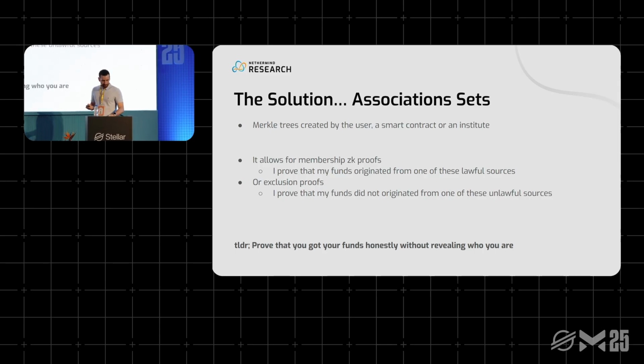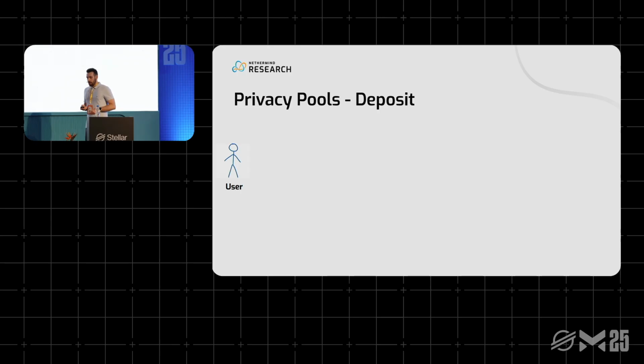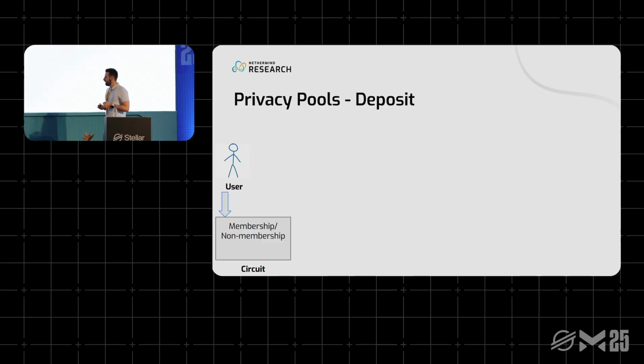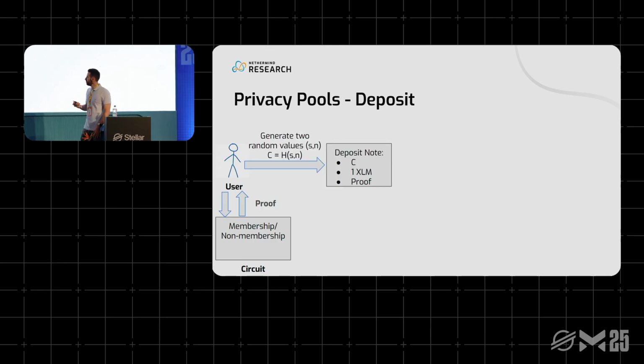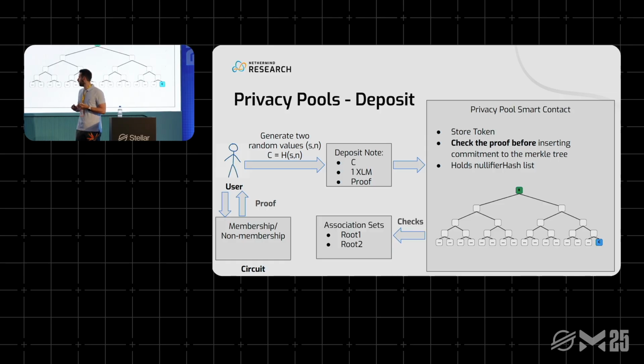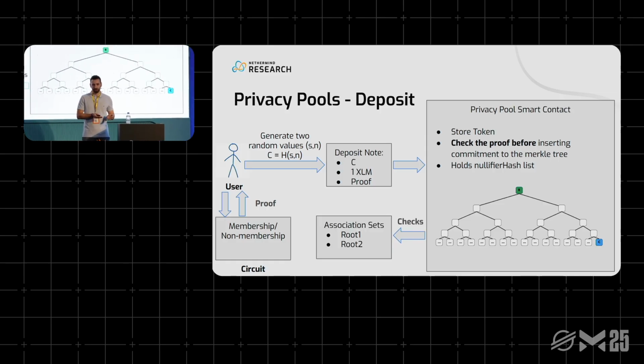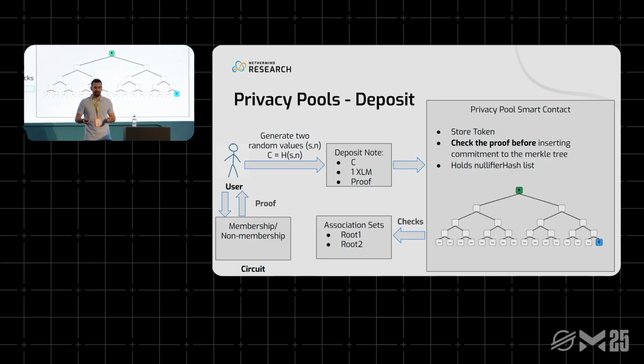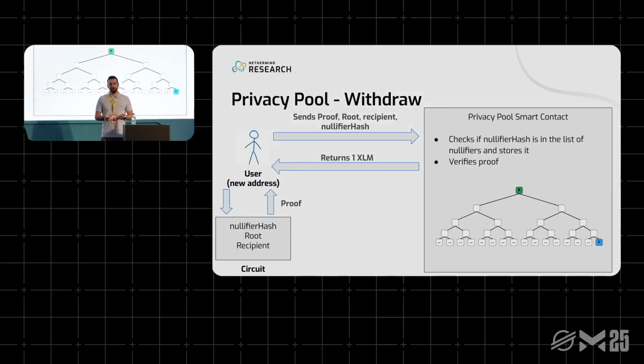Okay, let's see what that would look like. The user, again, needs to create, using zero knowledge, a membership and non-membership proof. The way they're going to do that, we're going to see a bit later, but they get the proof, and then, as before, construct the deposit node the same way, but now it includes the proof. Now they send all these things to the privacy pool smart contract, and the contract does the exact same thing, but now also checks the proof using Merkle tree roots. And that's pretty much it. That's all we had to change. And the withdrawal looks pretty much the same.